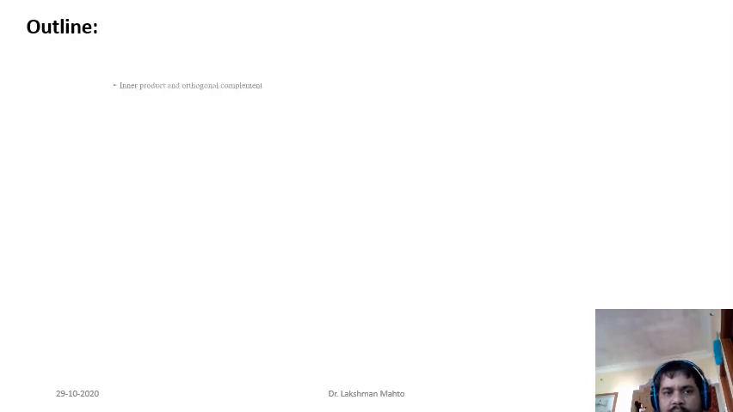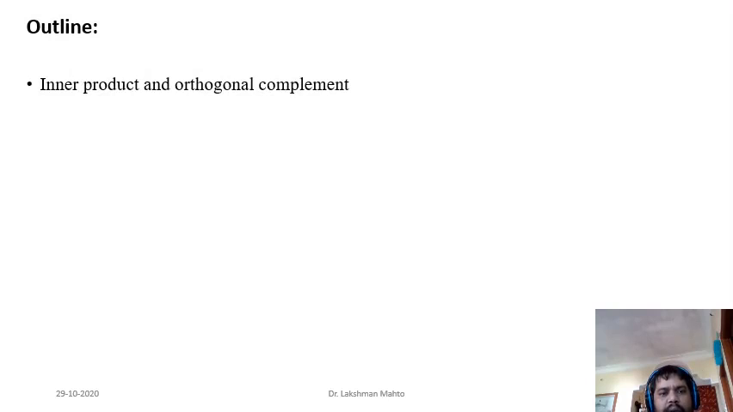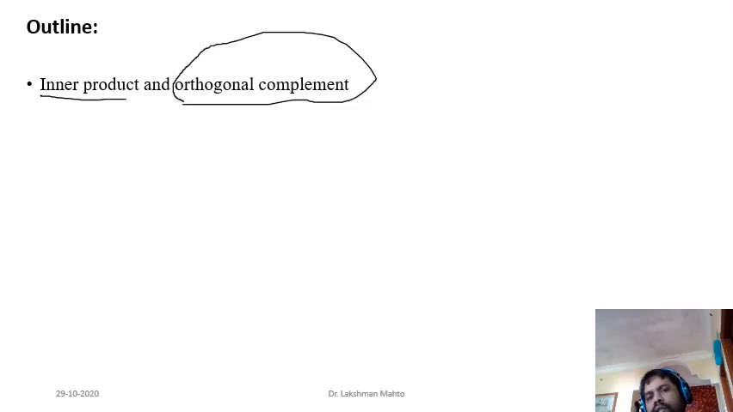Coming to the outline of today's tutorial, first I would like to discuss problems from inner product and the corresponding orthogonal complement. I had already discussed orthogonal complement. That means if we have a vector subspace V, then we try to find the collection of all the vectors which are orthogonal to V, and that we denote V perp. That means V perp is the collection of all the vectors which are orthogonal to every element of the given subspace V.